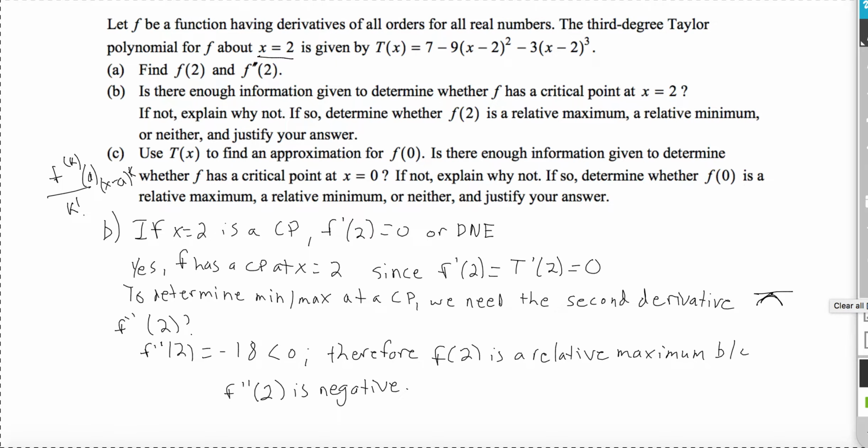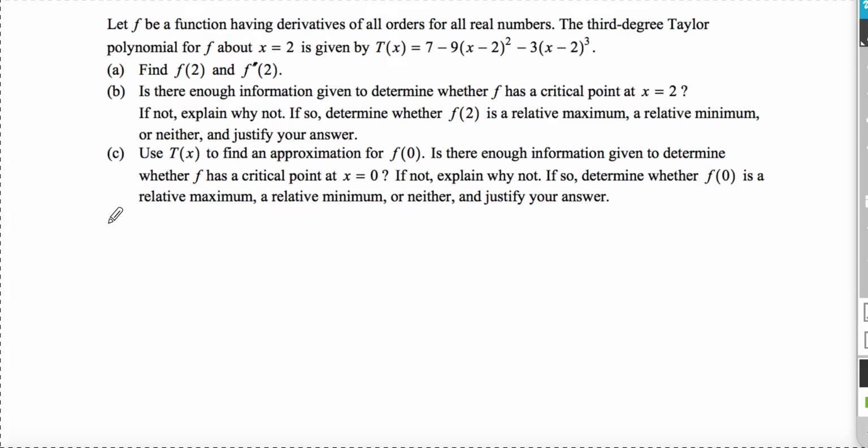All right, part C. Part C says use t of x to find an approximation for f of 0. Let's just do that part first. That means we need t of 0, because the Taylor polynomial is going to approximate f. So t of 0 would give us 7 minus 9 times (0 minus 2) squared minus 3 times (0 minus 2) cubed. What is this going to give me? This is going to be 7 minus 9 times negative 2 squared, so that's 4, minus 3 times negative 2 to the third, that's 8.